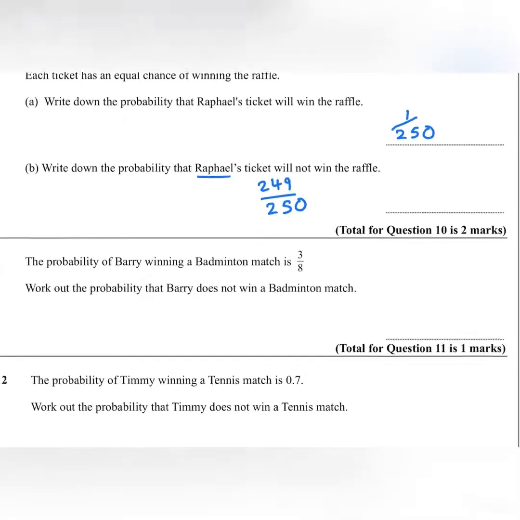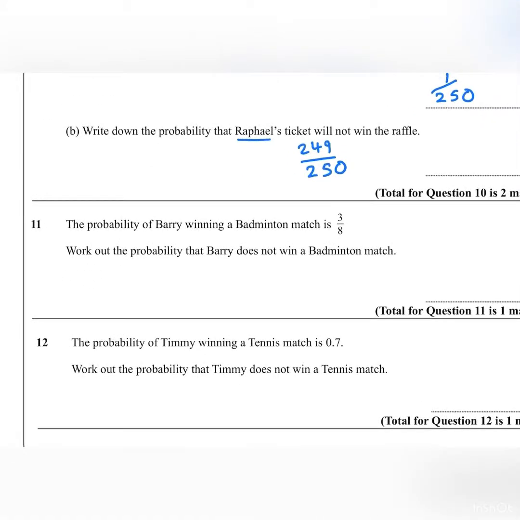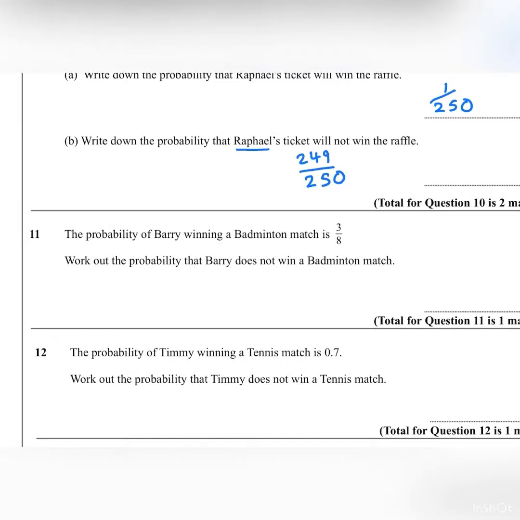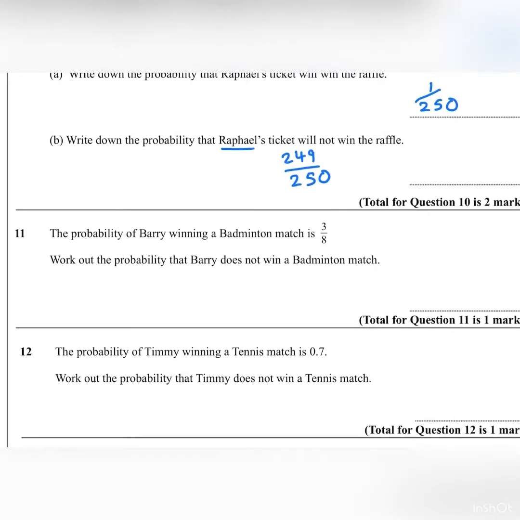Okay, so number 11, it says the probability of Barry winning a badminton match is 3/8. Work out the probability that Barry does not win a badminton match. So probabilities are out of 1, okay? So that means 1 minus 3/8. Now, 1 can be written, in this fraction, as 8/8, because if you divide 8/8, it makes a 1. Take away 3/8, and the probability will be 5/8, okay? So 5/8. Or you can see this as 3/8 plus 5/8 will make a complete 1.